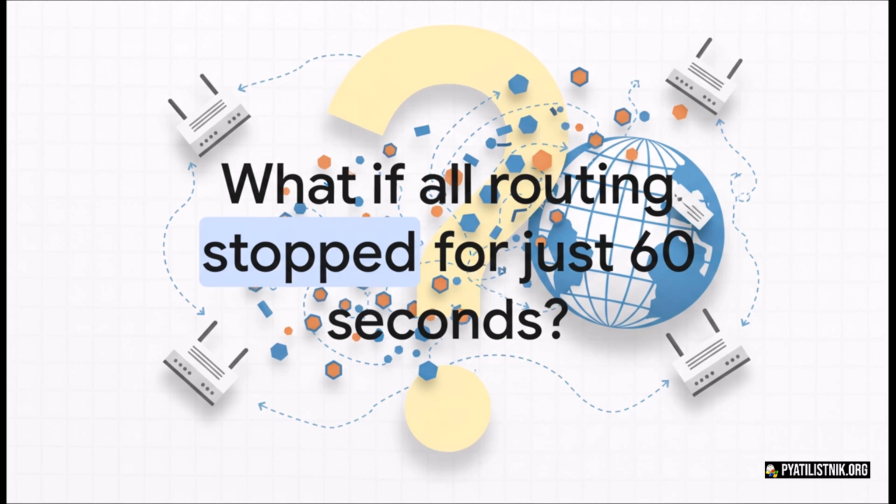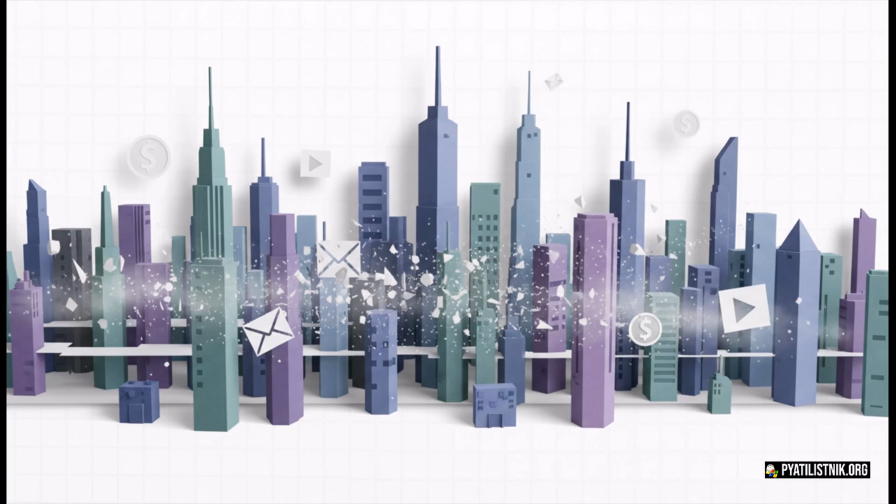What would happen if every single router on the planet suddenly forgot its routing table for just 1 minute? Every website, every email, every video stream, every online transaction would just stop. Dead. It would be complete and total digital silence. That's just how fundamental routing is to our connected world.